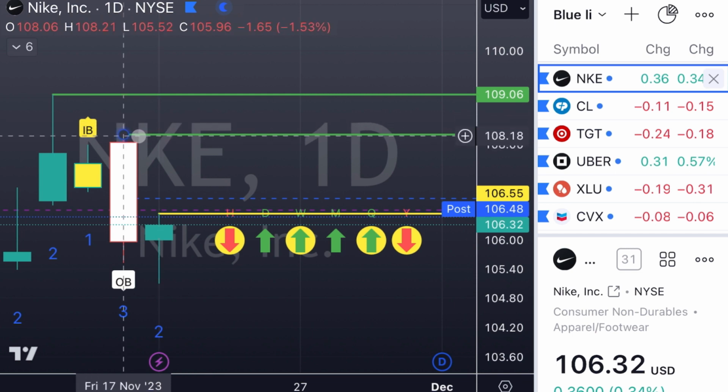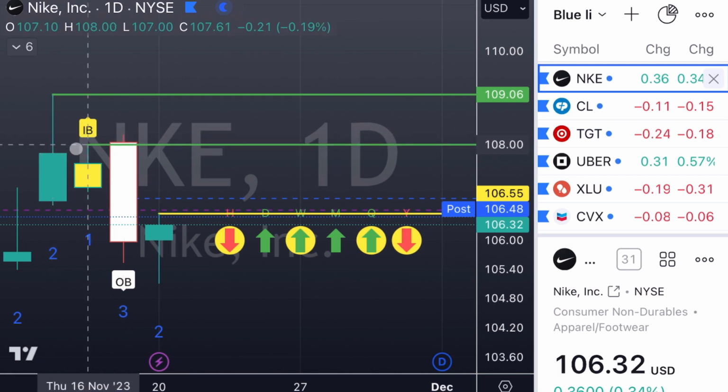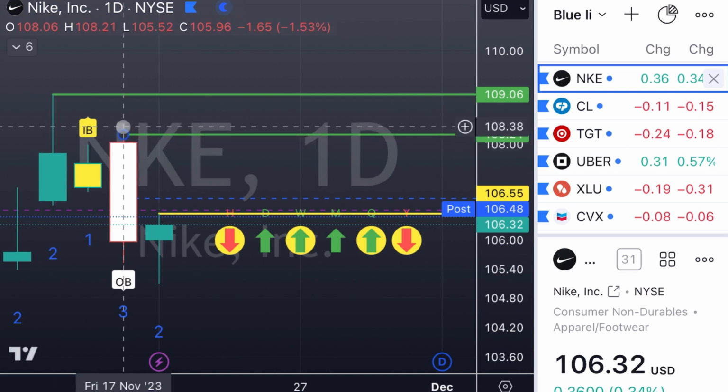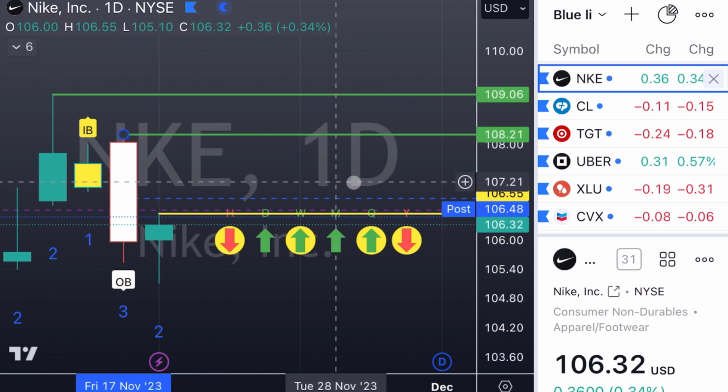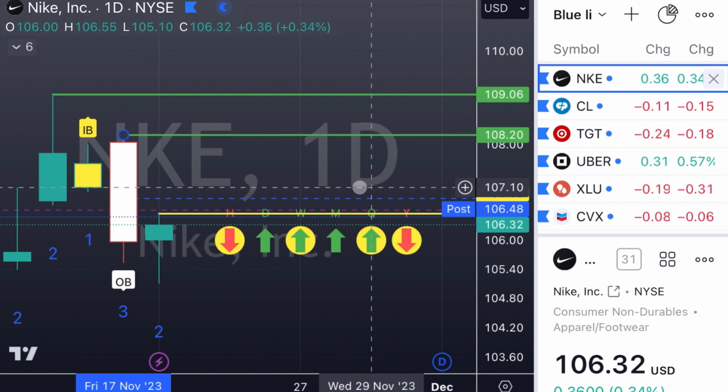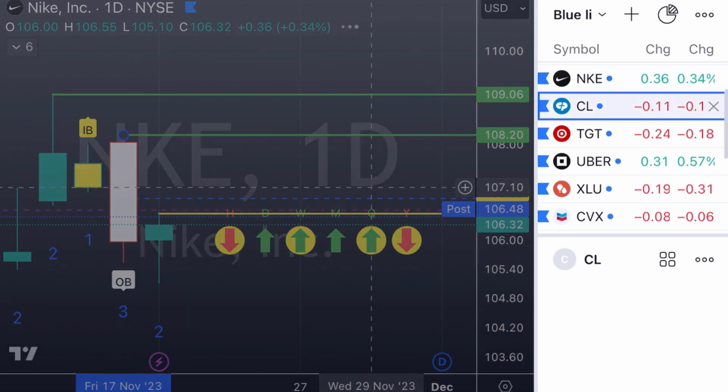Our targets go to the high of the preceding candle or the preceding wick. So here, we do not go through candles for targets. Okay, we just go to the high of the preceding wick, then the high of the preceding wick for the next target. Okay, let's move on to CL, Colgate-Palmolive.